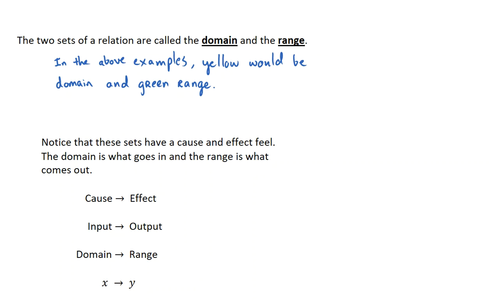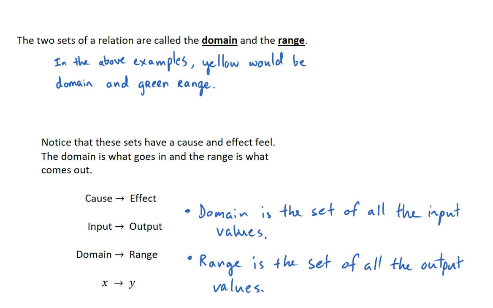Notice that all of this has a cause and effect feel, or an input output. So we've talked about input and we've talked about output. Well, your domain is the set of all your input values, and the range is the set of all your output values. And in that way, it corresponds to x being the domain values and y being the range values. So again, the domain is the set of all the input values grouped together, and the range of a relation is the set of all of the output values grouped together.